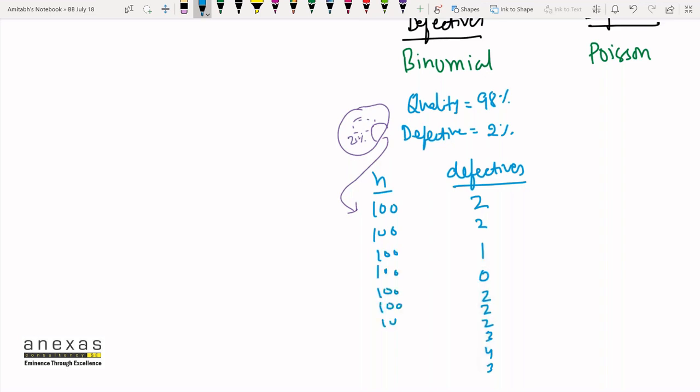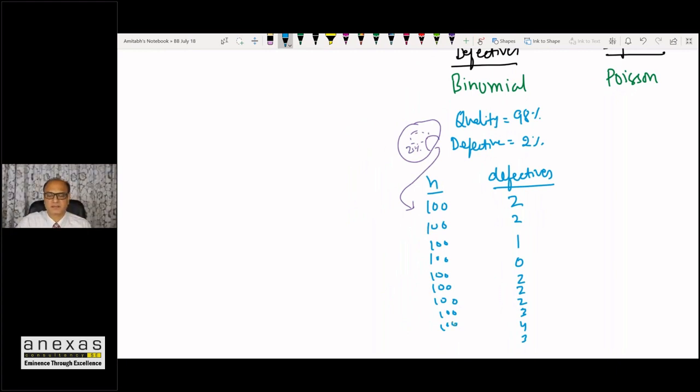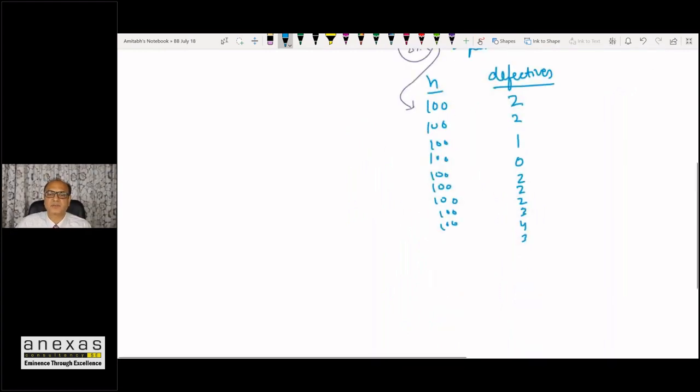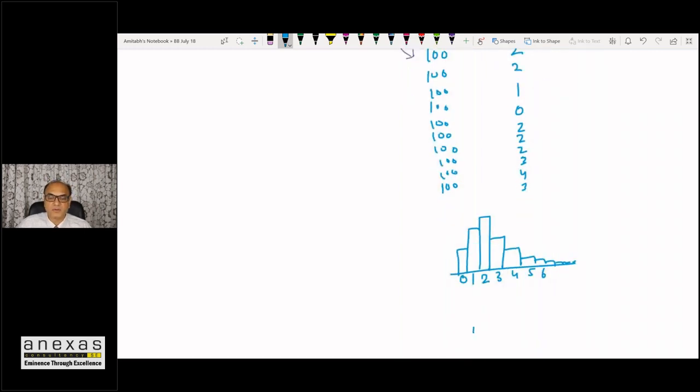I take 100 samples every time. If I take a different sample size, I'll have to calculate the proportion defective, so I want to avoid that. That is why I'm taking the same sample size. Now, if I plot the data, the histogram will look something like this. The maximum is at 2, sometimes it is 1, sometimes 0, and very rarely I will get 6. There is a likelihood of getting 6 also. So that follows some other distribution.